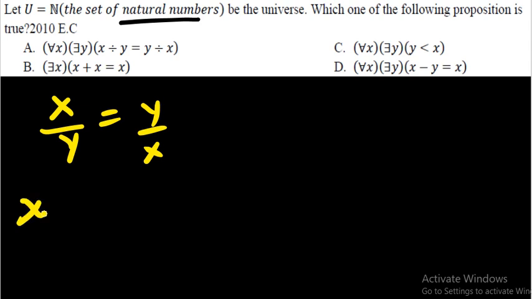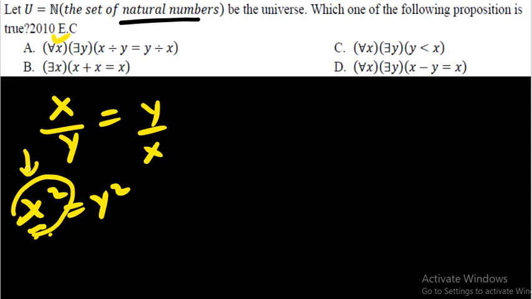When you crisscross, x square is equal to y square. For every natural number x, you can find another natural number y which will be equal to it. You can take any natural number x and square it. Can you find another number y which will be squared and equal to x square? Yes, because x is free. You can take any number first for x. Then after squaring, can you find another natural number which will be y square and it will be equal? Obviously, it is possible. So the answer will be A.